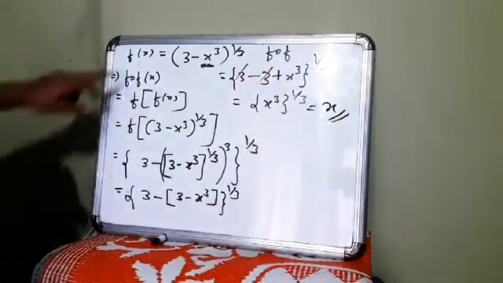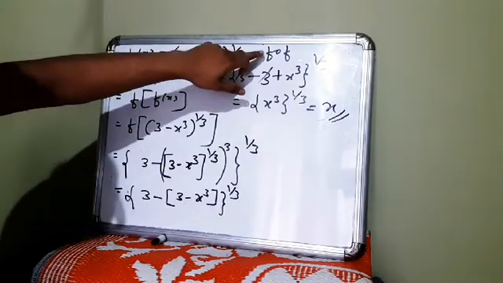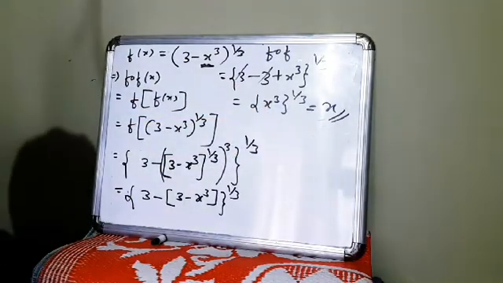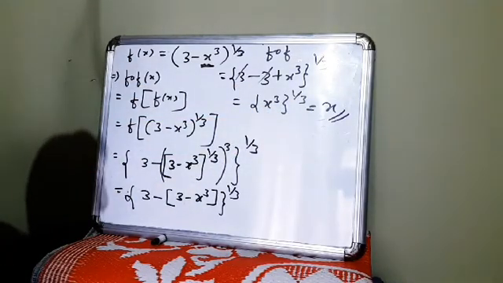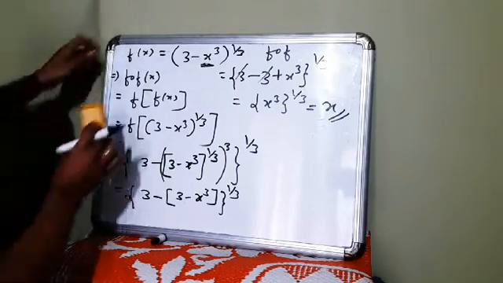Again the powers will get cancelled, so the answer is what? x. So when f of x is equals to (3 minus x cube) to the power 1 by 3, then f composition f will be what? x. I hope that you are understanding these examples. I think I will do one more question.